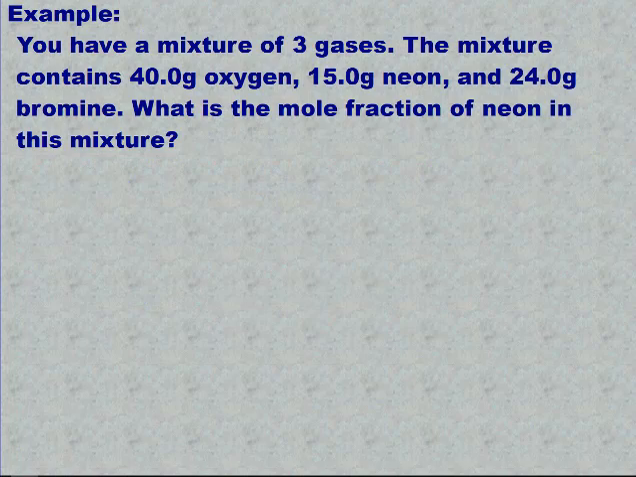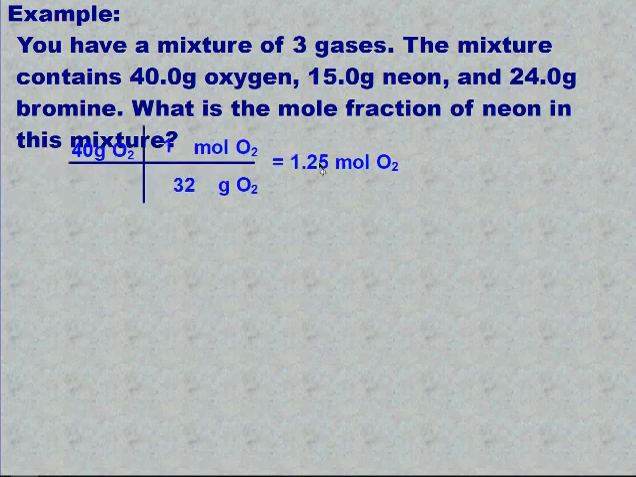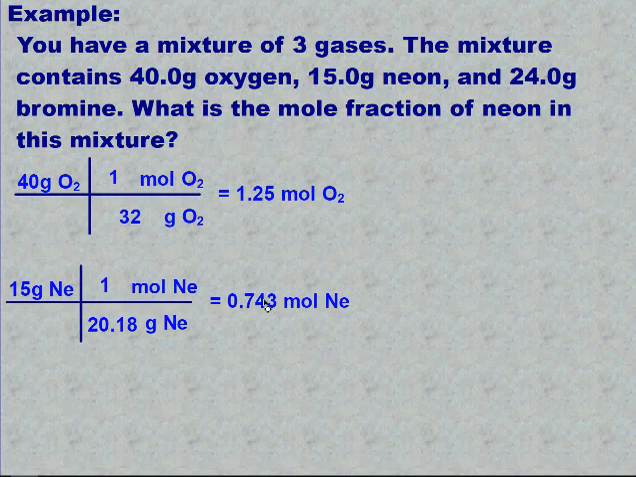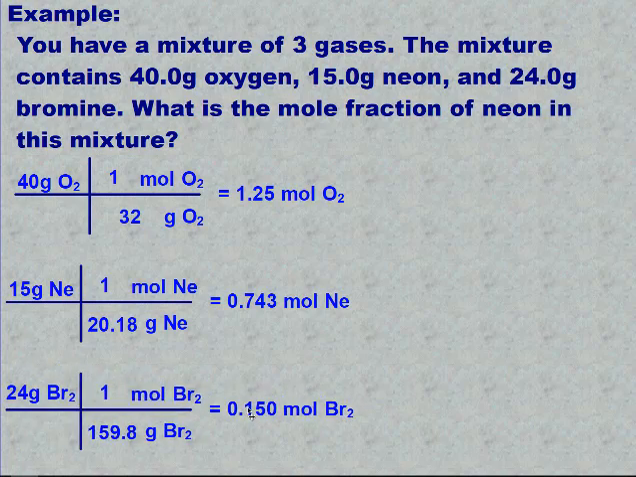So in this problem, we have 3 gases, and they give you the mass of each. Go ahead and pause the video and find the moles of each of those 3 substances. You should have gotten 1.25 moles of oxygen, 15 grams of neon. Notice oxygen's diatomic, so you should have had a 32 on bottom, while neon is not, so that's why we just used 1 neon. And bromine is 0.150.